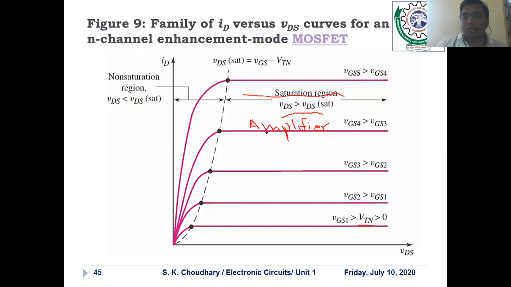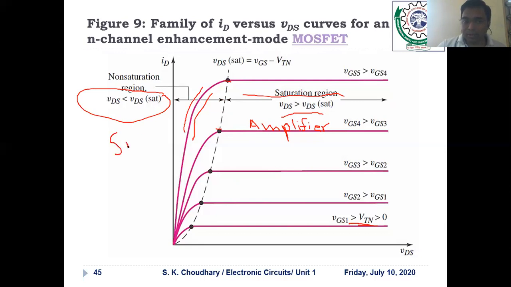We know that a MOSFET is an electronic device that can have two operations: one as a switch, another as an amplifier. In the saturation region, the MOSFET acts as an amplifier. The left hand side of this transition region, or this saturation point, is called the non-saturation or triode region. Here the condition is that VGS should be greater than VTN again, but VDS should be less than VDS sat. So this is non-saturation. In this region, what would it act as?